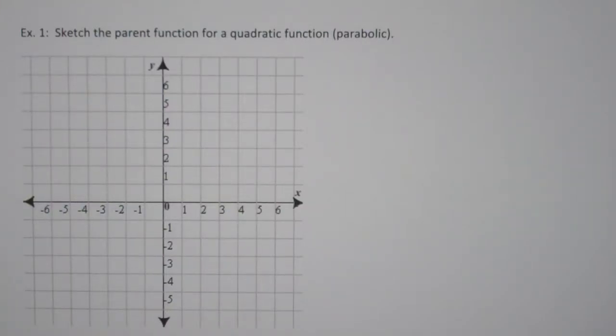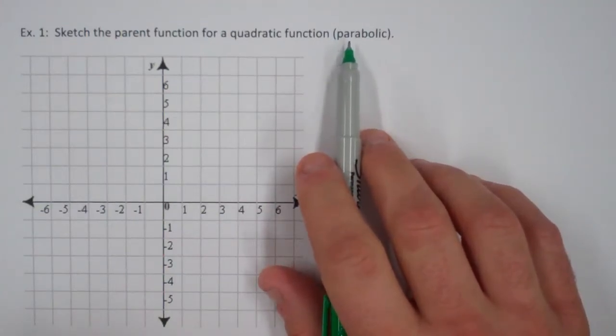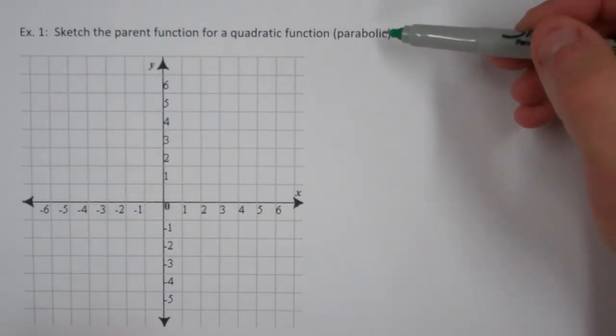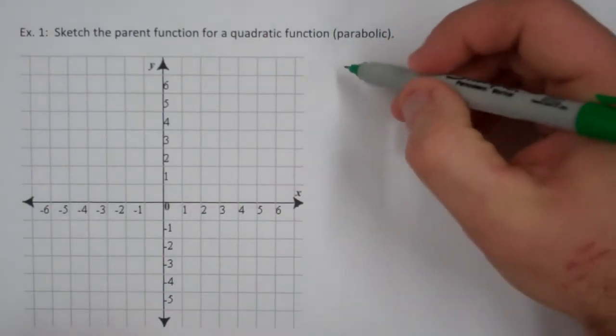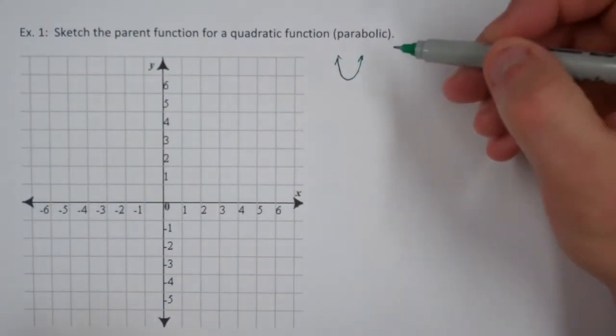In this first example, we need to sketch the parent function for a quadratic function, and it's also described as being parabolic. So this is going to look like a sort of U-ish, but the word we really use is parabolic. It's going to look something like this, like curved or rainbow, some people say.